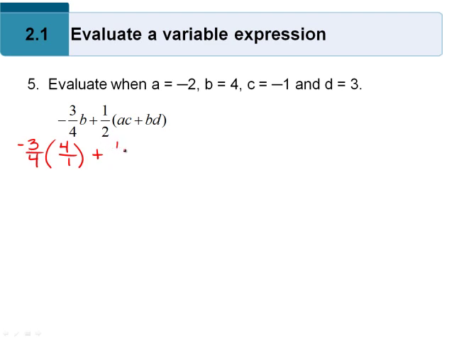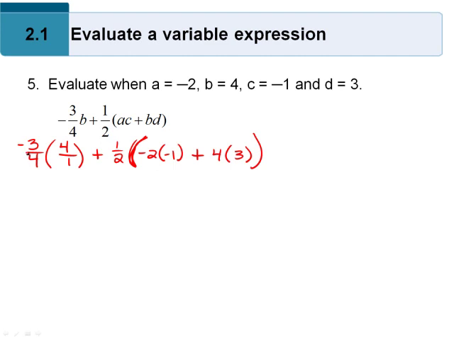So then we have 1/2, that comes down. Then we need to write a times c. So that's going to be -2 times -1, plus b times d. So that's 4 times 3. And all of that is in those big parentheses there, okay? So I'm going to go ahead and start with the multiplication with the -3/4 and the 4 over 1. And I'm also going to work the multiplication inside the parentheses.